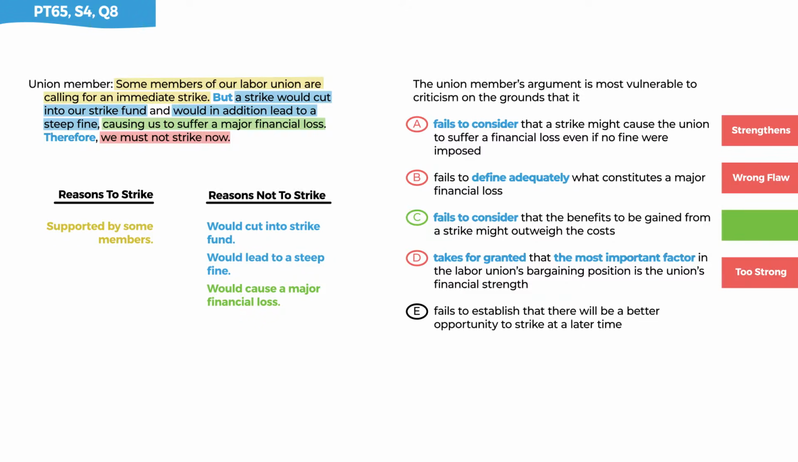Answer choice E says it fails to establish that there will be a better opportunity to strike at a later time. It fails to establish means that it assumes something to be true. Does this argument assume that there will be a better opportunity to strike at a later time? The argument doesn't really consider whether we should be striking in the future, only that we shouldn't be striking now. And so answer choice E brings up an irrelevant relationship, making answer choice C the right answer.